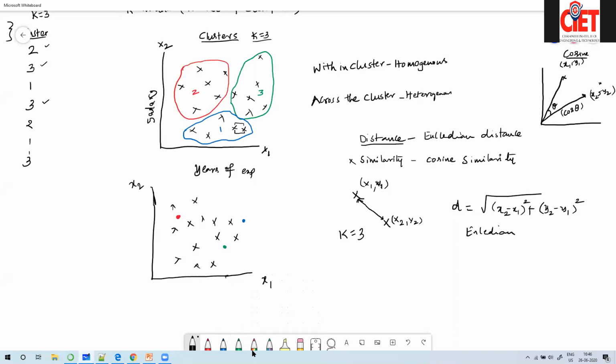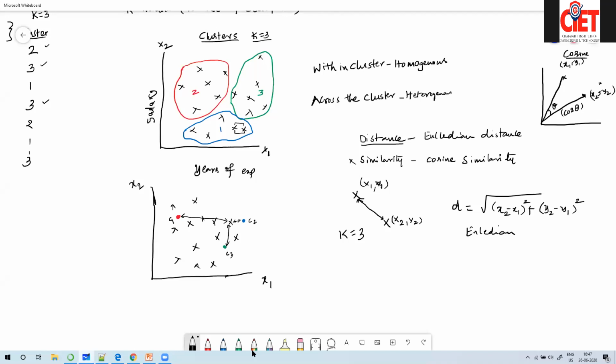Now, once we place these random 3 points, we are going to compute the distance from each point to each centroid. We call this a centroid. So this is, let's say, C1, this is C2, and this is C3. The points that we have placed randomly are the centroids. For this point over here, the distance to this centroid is this, to this centroid is this, and to this centroid is this.